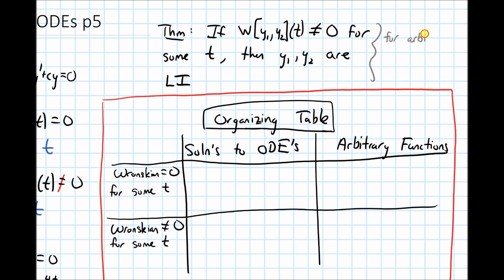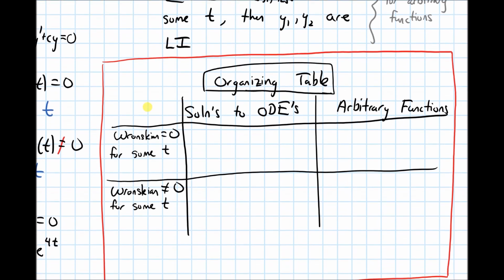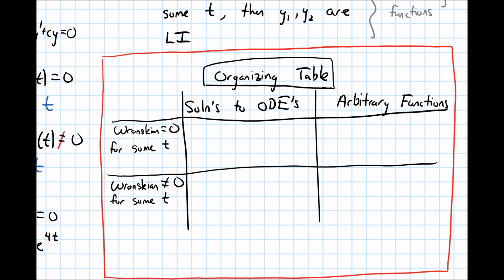So for arbitrary functions, so they don't necessarily have to be a solution to an ODE, if their Wronskian is not 0 for even one value of t, then those two functions y1 and y2 are linearly independent. All right, so we've stated a bunch of facts about Wronskians. I want to organize them into a table, based off of two categories: whether our functions are solutions to ODEs or whether they're arbitrary functions. And then also keep track of what it means if the Wronskian is 0 for some value of t, and what it means if the Wronskian is not 0 for some value of t.